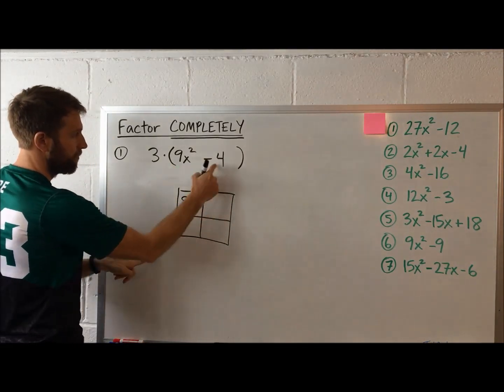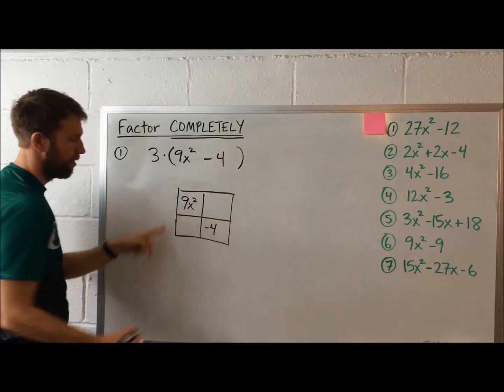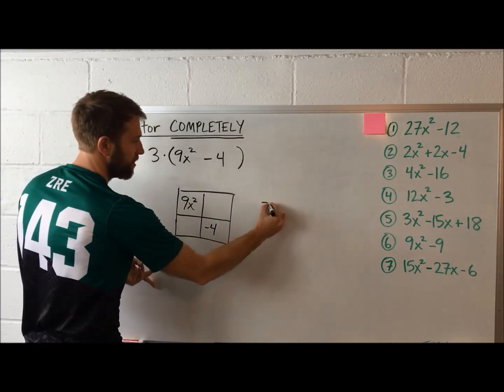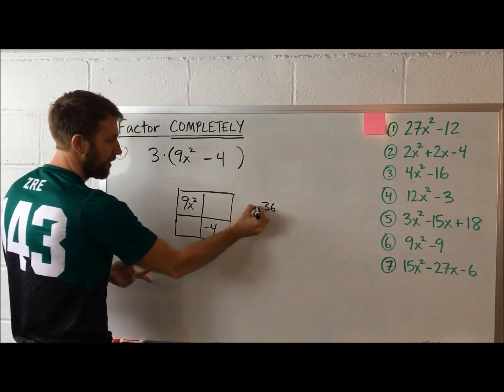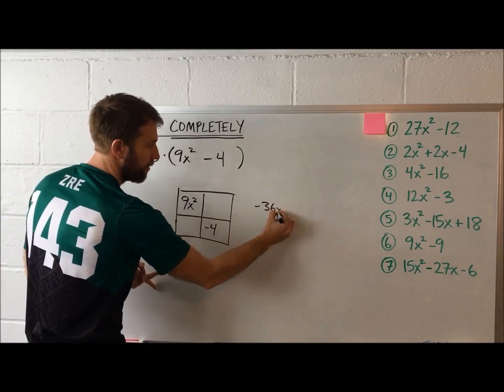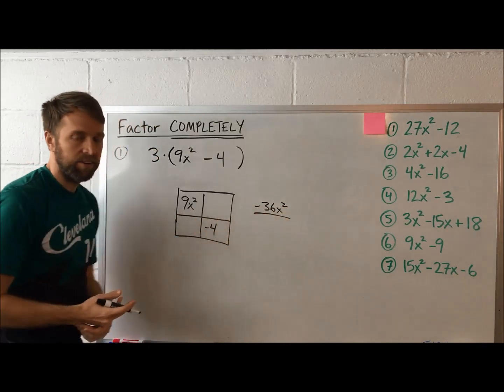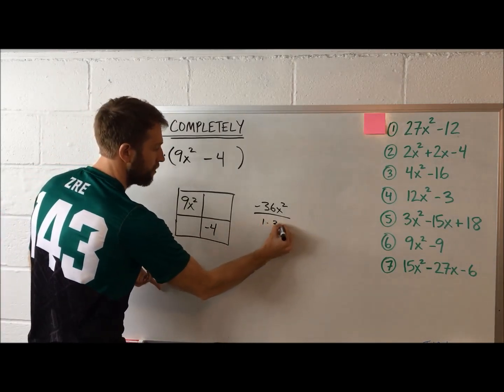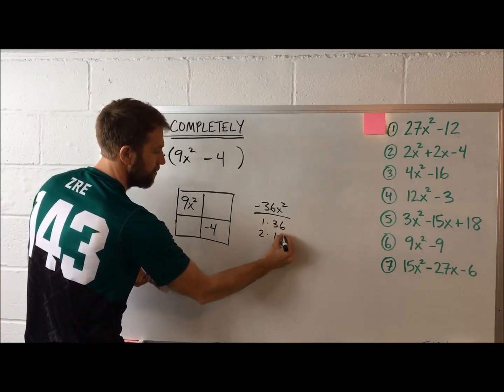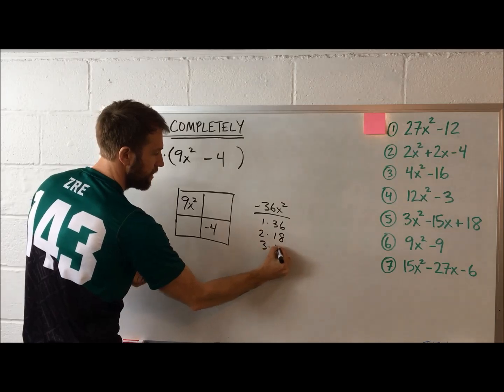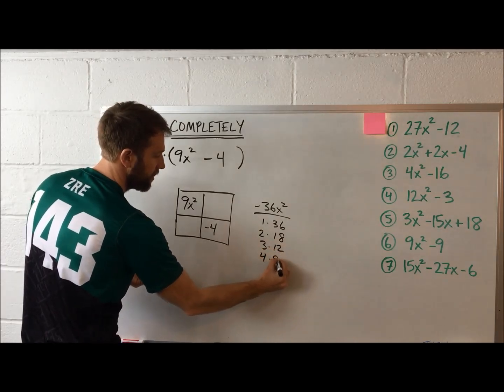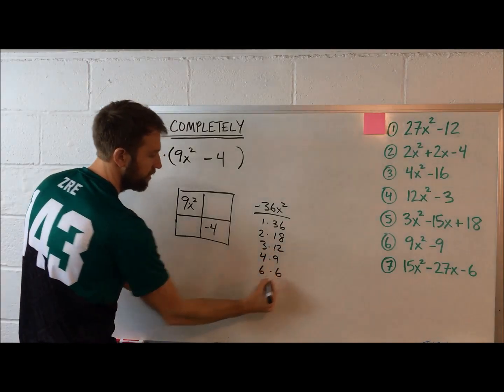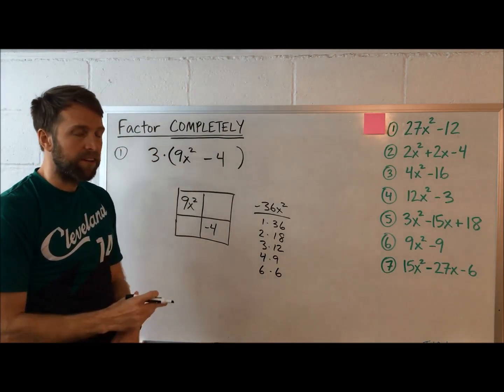9x squared minus 4, multiply 9 times 4, that's 36. Don't forget the negative. Don't forget the x squared. This is a whole lot easier to factor, right? I know 1 times 36, 2 times 18, 3 goes in, 4 goes in, 6 goes in. That's a little bit easier to do.